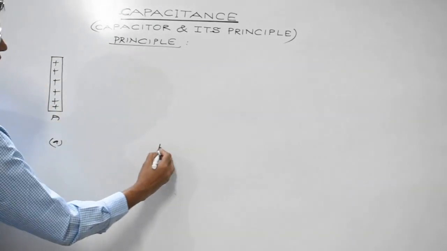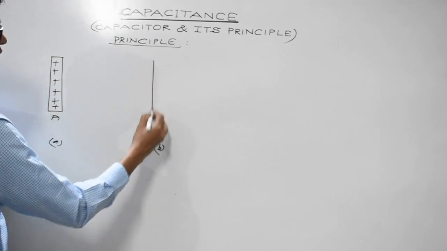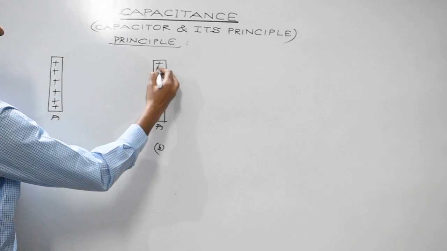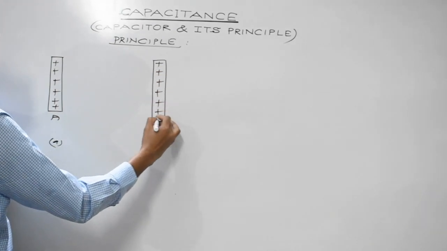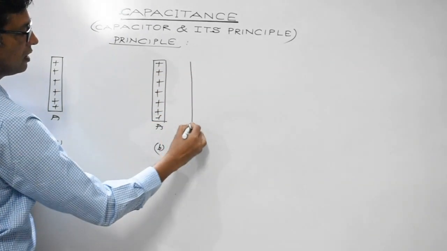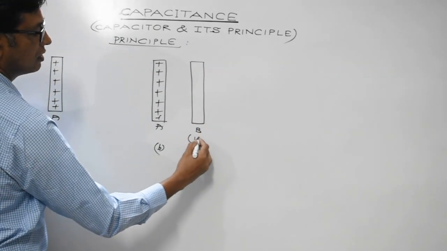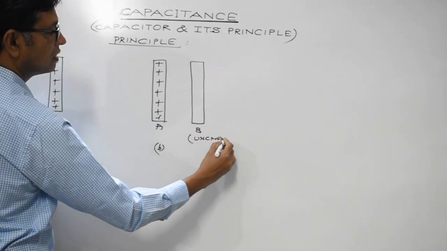Let's consider case B. Same conductor A. This is the charged conductor. Now what to do is, let's place an uncharged conductor over here. B is the uncharged conductor.